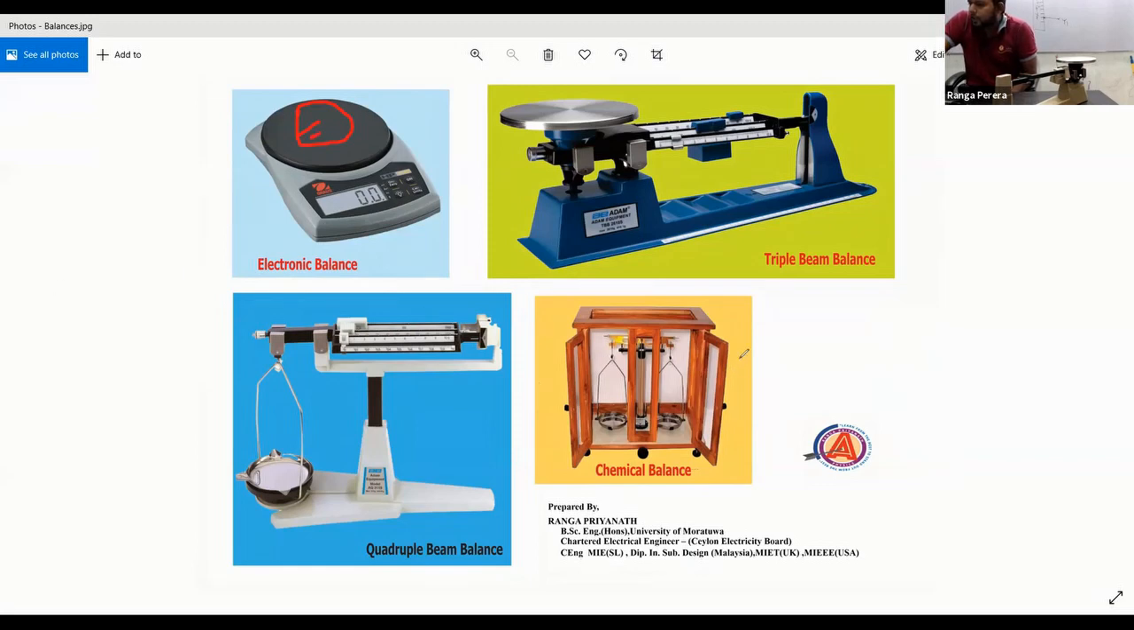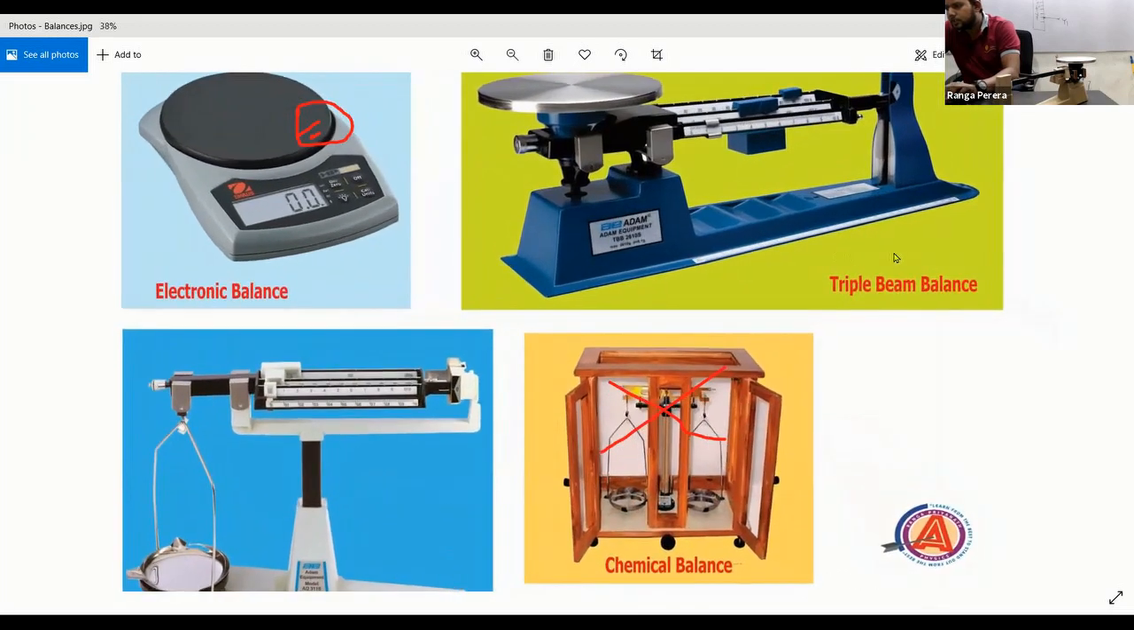When you take the chemical balance, it is not in the syllabus now, so no need to discuss. The chemical balance also gives a more accurate answer for the mass measurement. Apart from that, we have the triple beam balance and the four beam balance. So we should discuss those sections.